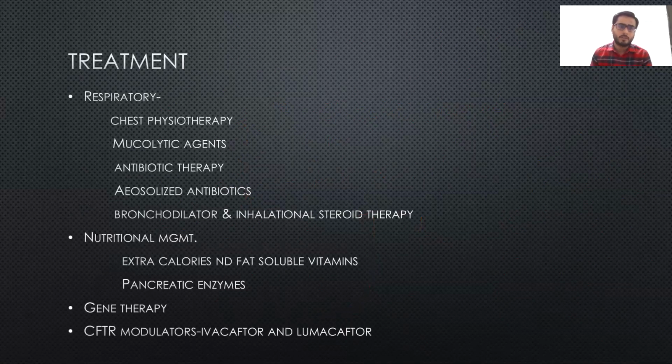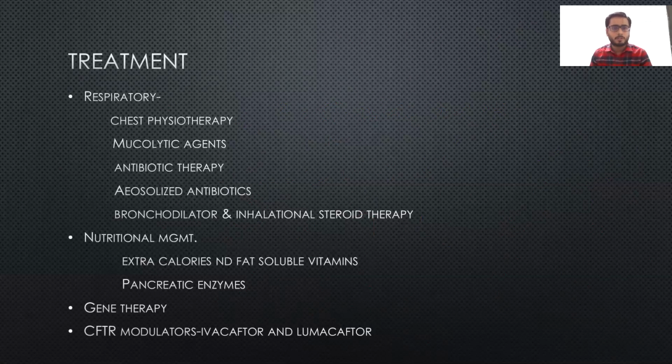Coming on to the treatment part, as such we don't have much to do in patients of cystic fibrosis. The prognosis is not that good. Maximum life expectancy is 35 to 40 years, and the earlier it is diagnosed or the earlier the patient starts having manifestations, the poorer the life expectancy. But abroad, there have been studies where patients are able to survive till 47 years of age.